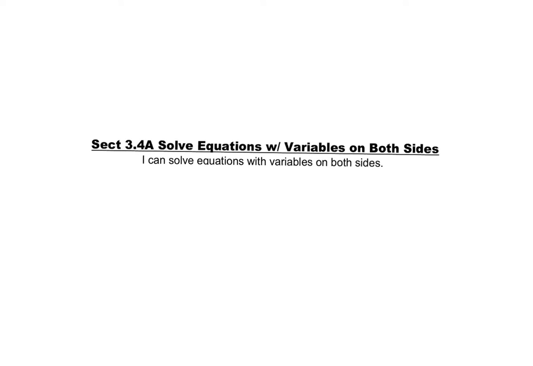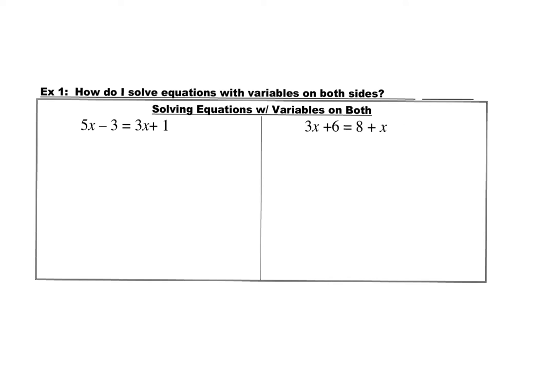In today's lesson, we're going to learn how to solve equations with variables on both sides. Example 1, how do I solve equations with variables on both sides? All right, so let's take a look at our first example. We have 5x minus 3 is equal to 3x plus 1.